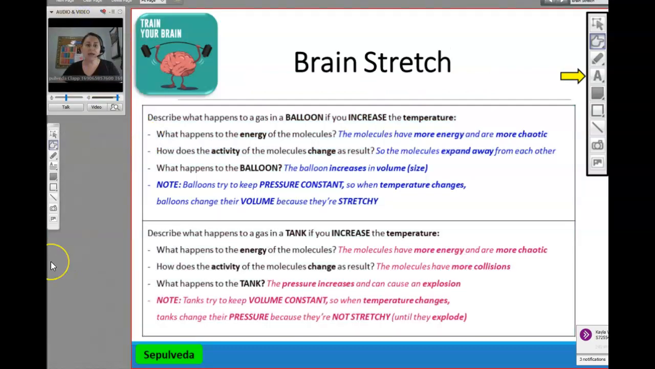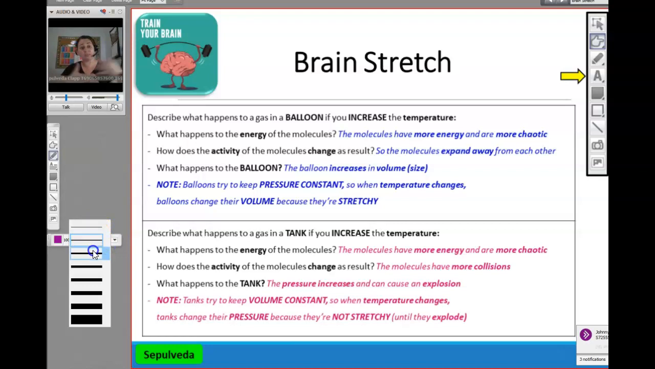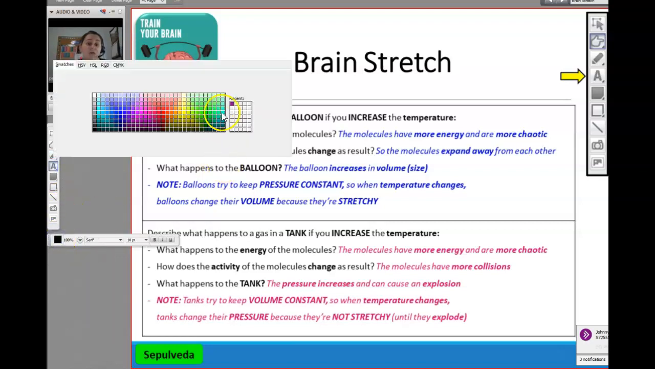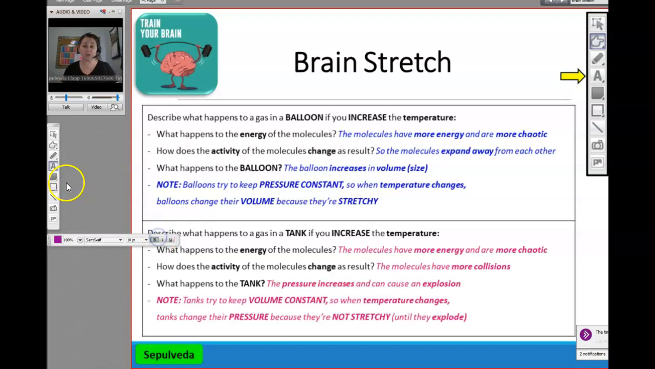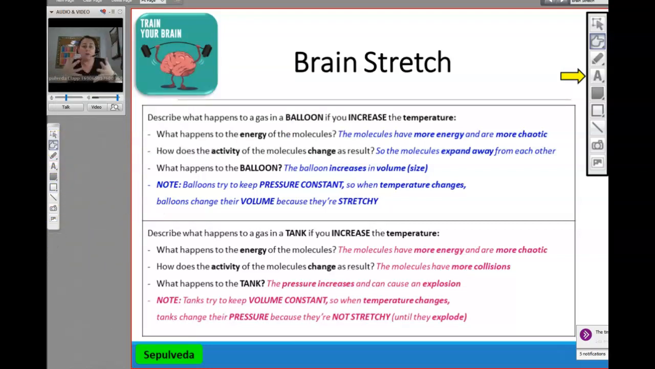Let's go ahead and take this to the next page. It says, what happens to the energy of the molecules? If the temperature is rising, and we saw it in that demonstration, the molecules have more energy and they're more chaotic, and so what's happening is more collisions. How does the activity of the molecules change as a result? The molecules expand away from each other, trying to, again, with more heat. They're expanding away from each other, just like how a balloon would start increasing and getting bigger.